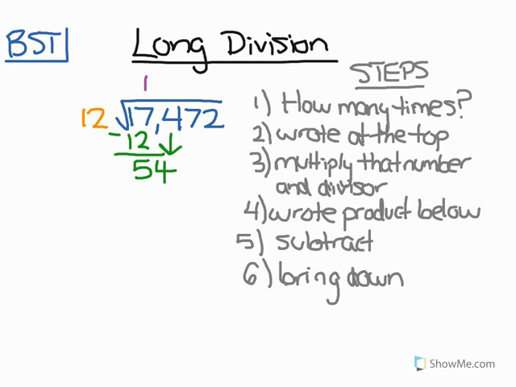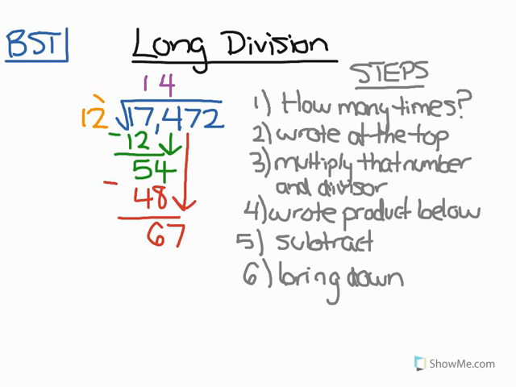So let's use these steps for the next cycle. How many times does 12 go into 54? 12 goes into 54 4 times, and 12 times 4 is 48. So I'm writing it down here. 54 minus 48 is 6. And then I'm going to bring down the 7. And there's the 67. Next cycle coming up.